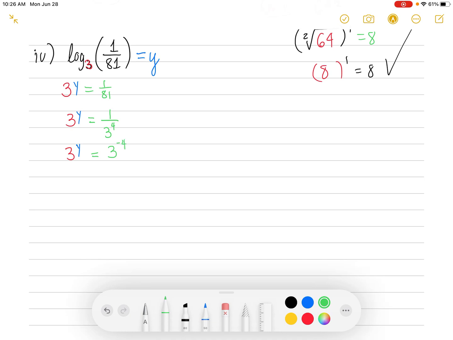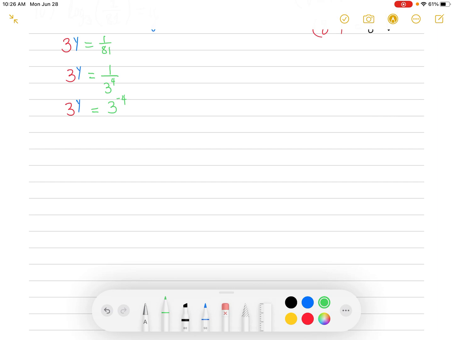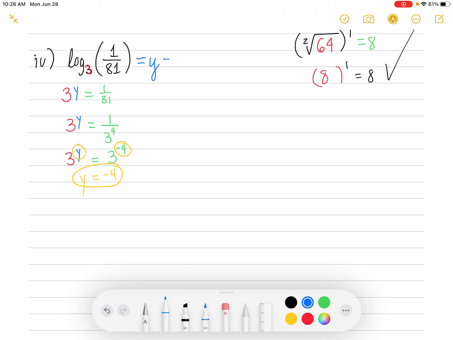So on the left side, we have 3 to the y. And on the right side, 1 over 3 to the 4th is the same thing as 3 to the negative 4th. Yeah, so that's where the negative exponent comes into play. When you have something on bottom, you can take it up top and make the exponent negative. So now we have a y that matches up with a negative 4, so we can set those equal. So y equals negative 4. And that's your final answer here.